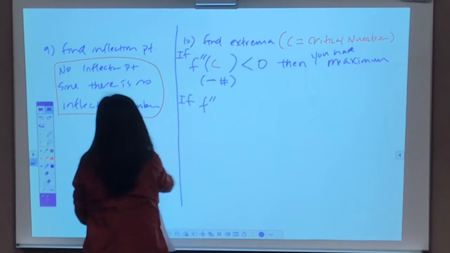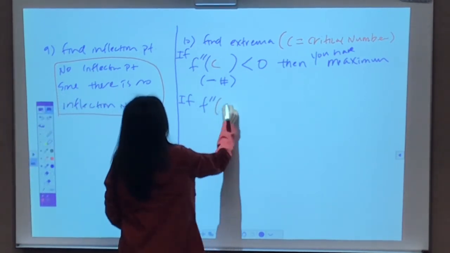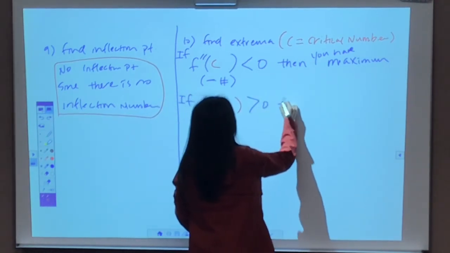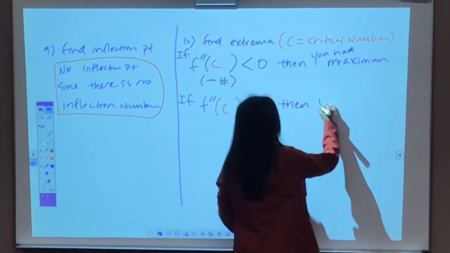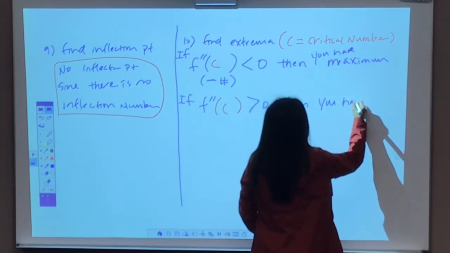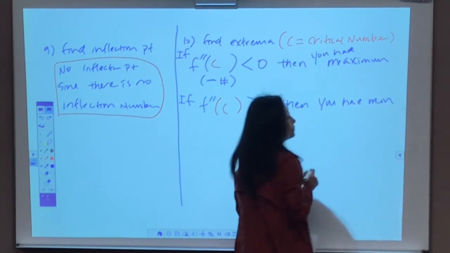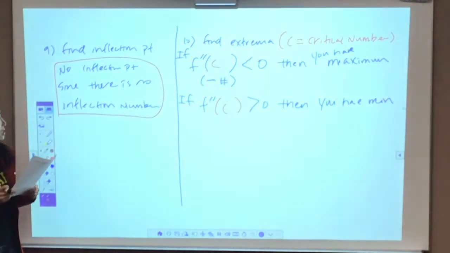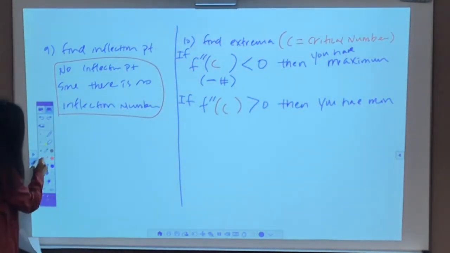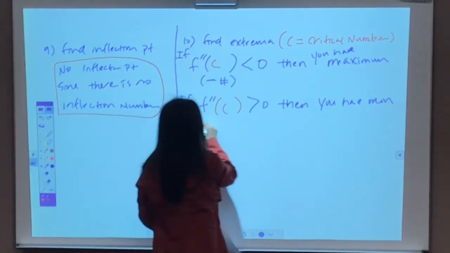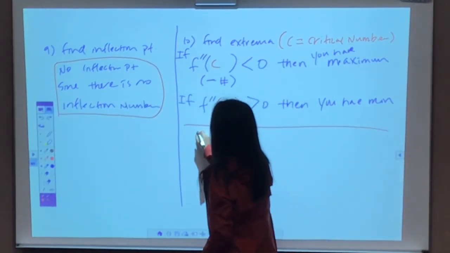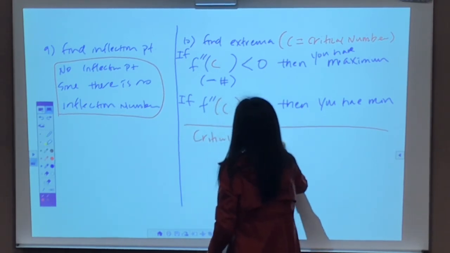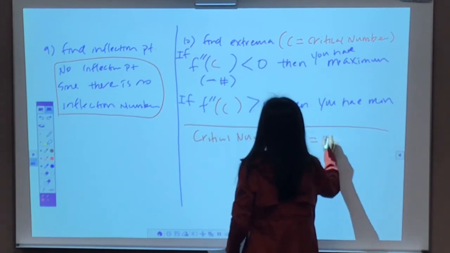Then what would be the opposite? If F double prime of C is a positive number, then what do you have? That's right, you have a minimum. Okay, so what was our critical number? 0. So our critical number was x equal to 0.